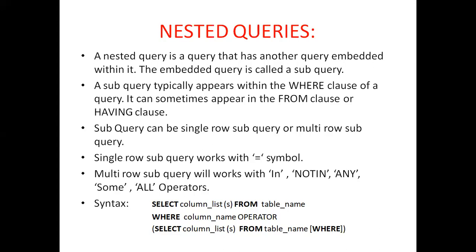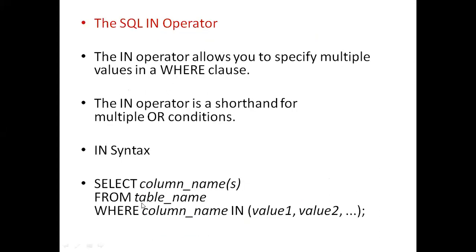How do we get a single row? If we implement the select statements with the help of the equals symbol between these two select statements, then the result we get is a single-row subquery. And if we use operators like in, not in, any, some, all, then we'll get multiple rows. Okay, how? First, let us see the syntax.